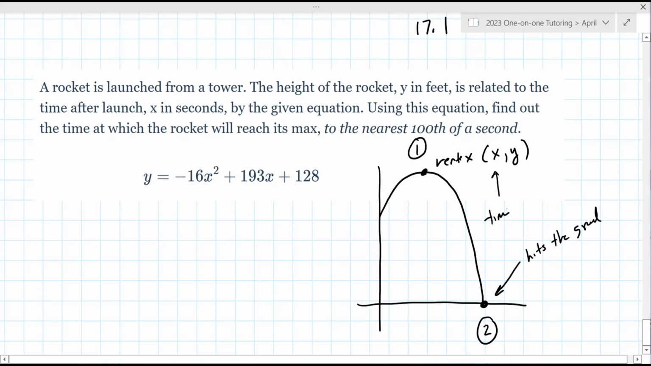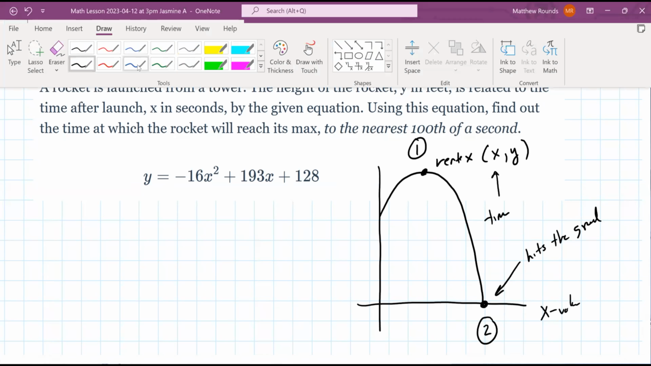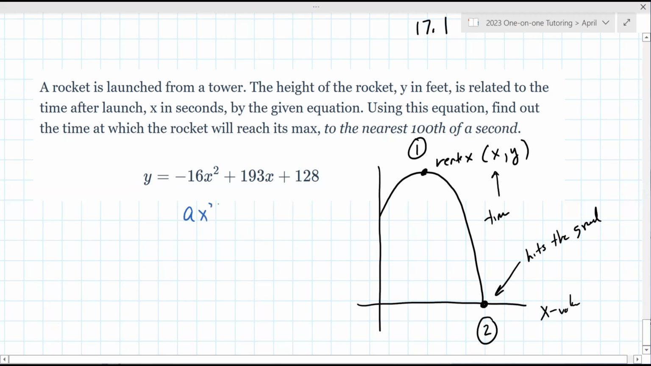So what I'm trying to say is that they could be asking for vertex X, vertex Y, or the X value down here. All right, now how to actually do that. To find the vertex of a quadratic equation, there's a couple ways to do it. One is to use formulas, and X max equals minus B over 2A.